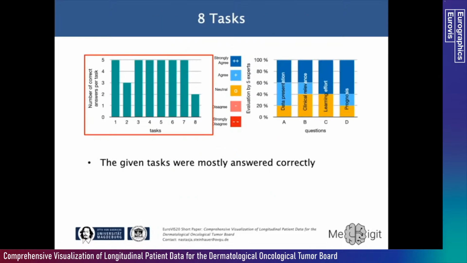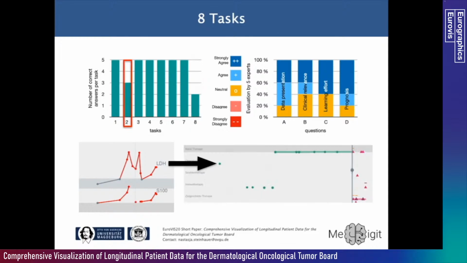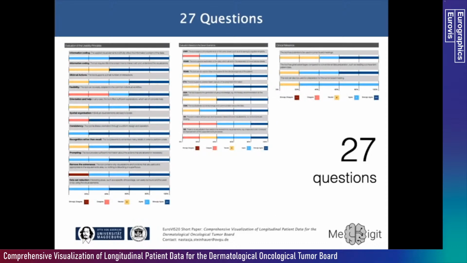The left diagram shows the amount of correct answers per task, whereby the partly incorrect determination of critical parameter values in bar 8 can be explained with the coloring of the line diagrams, and the twice incomplete determination of applied therapies in bar 2 with individual learning curves understanding the visual elements. The analysis of 27 questions resulted in these valuable statements, amongst which the following 4 are most important.